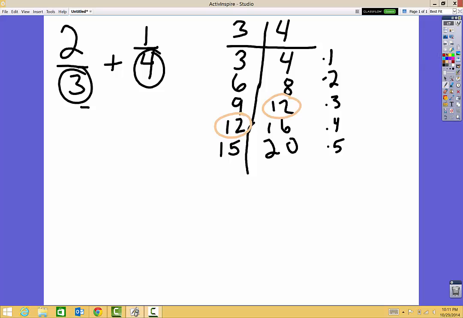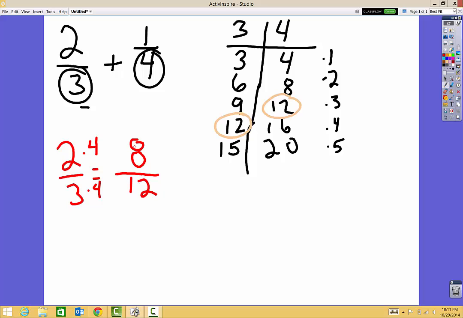So I'm going to rewrite my fraction. 2/3 equals how many 12ths? Well, I have this rule: whatever I do to my denominator, I have to do to my numerator. And how I got from 3 to 12, I multiplied by 4. So again, I have to multiply my numerator by the exact same thing. So I'm going to multiply it by 4. 2 times 4 equals 8.